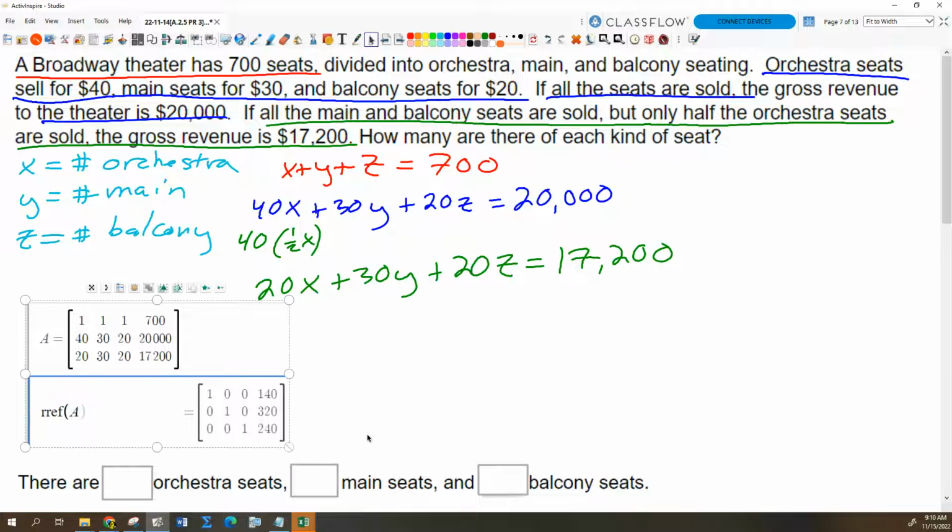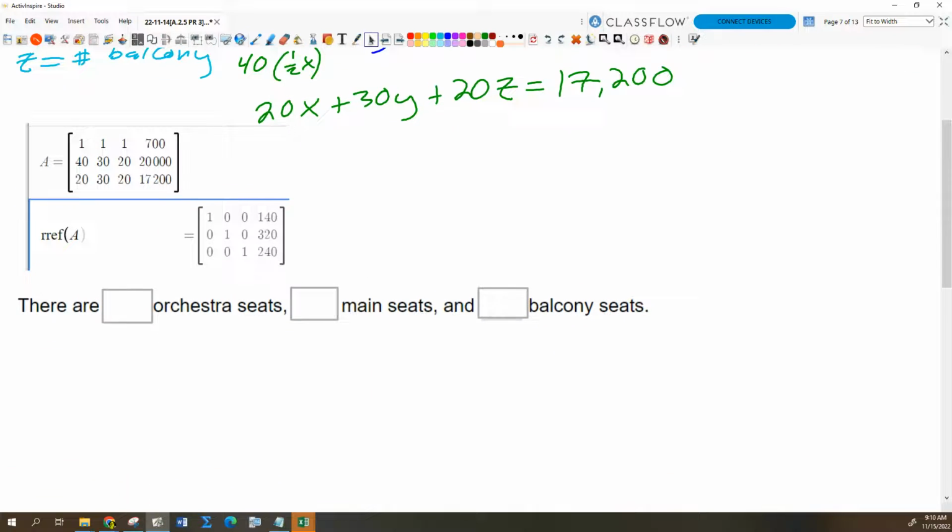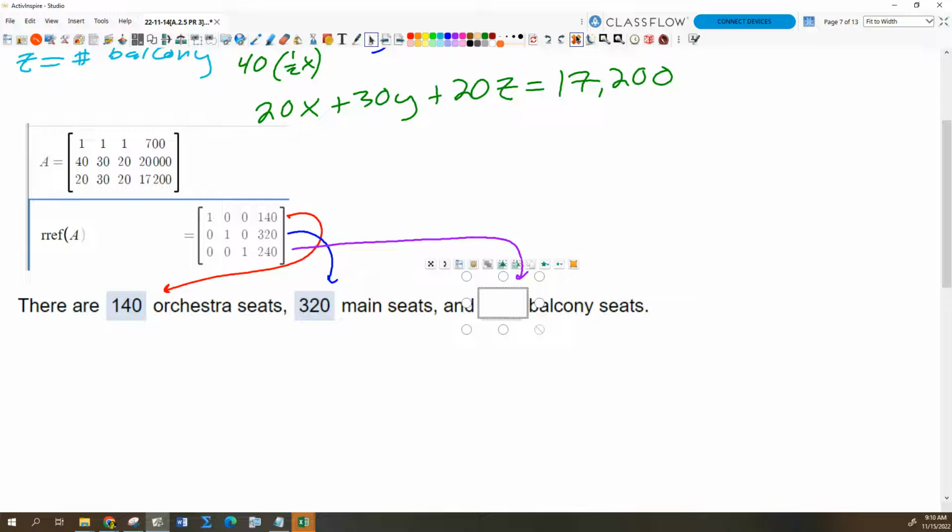Okay, so yeah, what's that telling us then? That's telling us, isn't it, that the number of X, which is orchestra seats, is 140, right? The number of main level, that was Y, is 320. And the number of balcony was 240. Let's see how we did. Yep, 140, 320, 240. How about that? Give me 1 to 5. Does that all make sense?